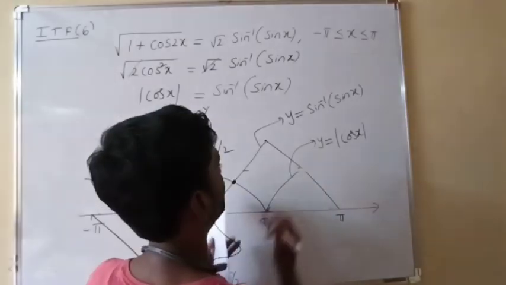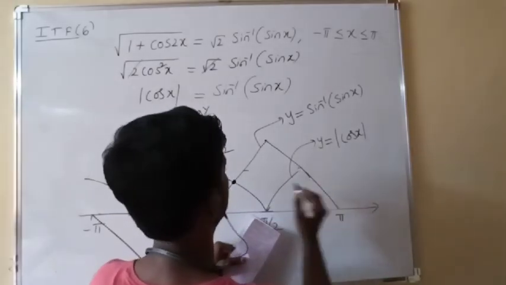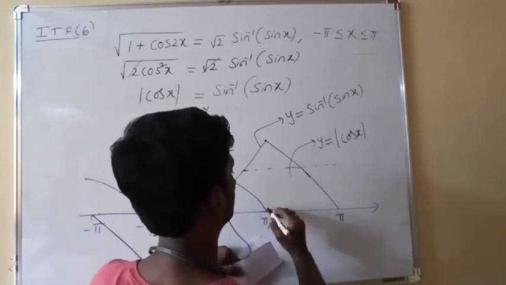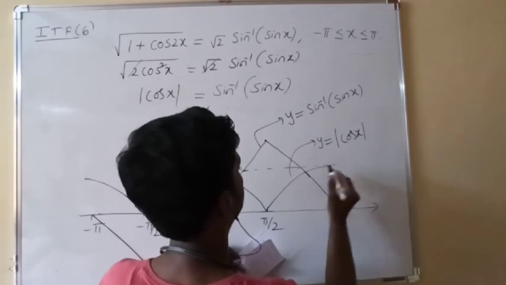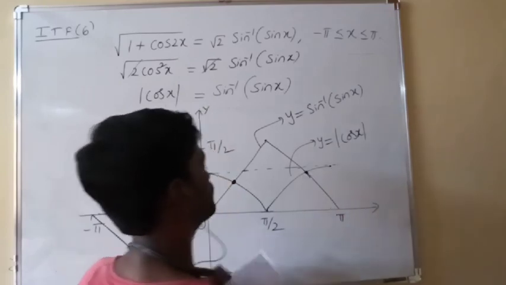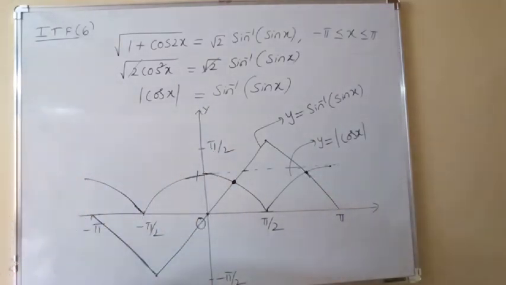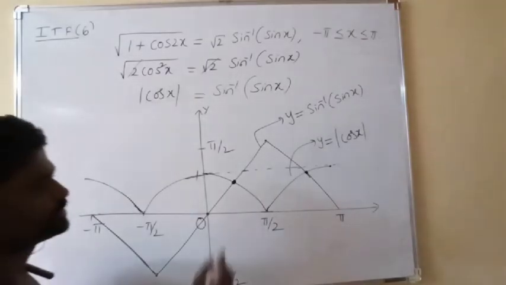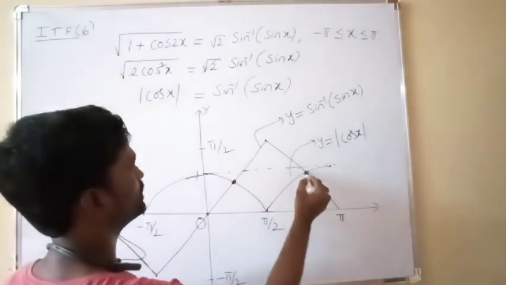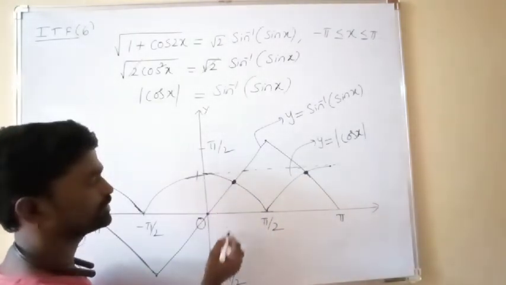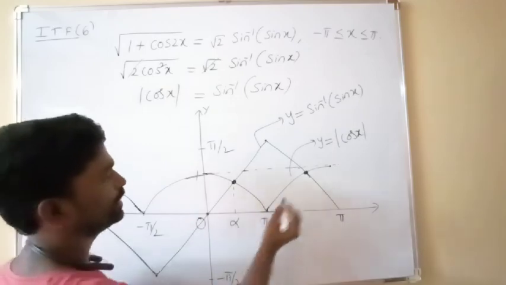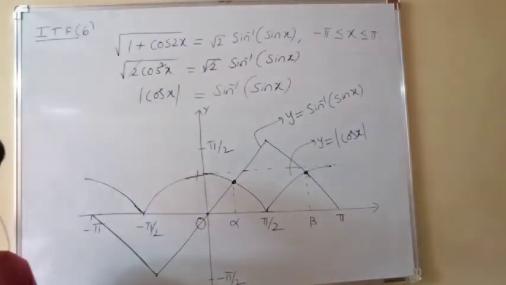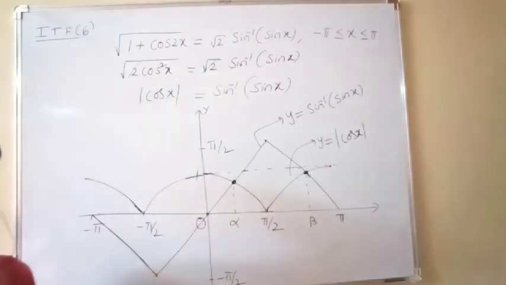One second, here I have drawn wrongly. So the number of solutions is 2 only, but the graph was wrong earlier. So this is the correct graph. So how many solutions? One lies in the first quadrant, another lies in the second quadrant. One solution is between 0 to pi by 2, alpha, another solution is between pi by 2 to pi, beta. So there are 2 solutions for the given equation.